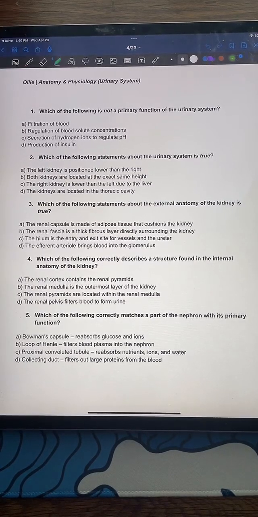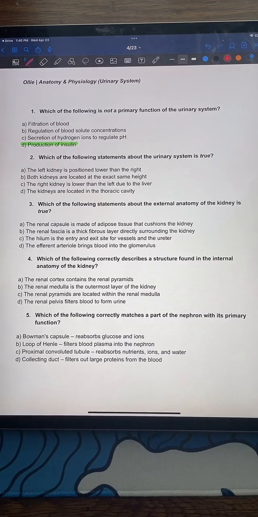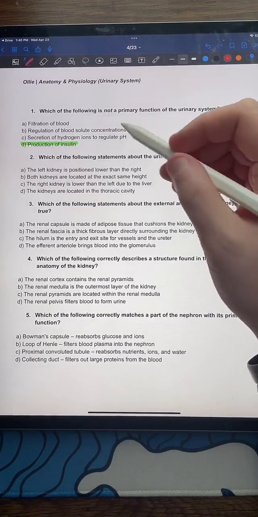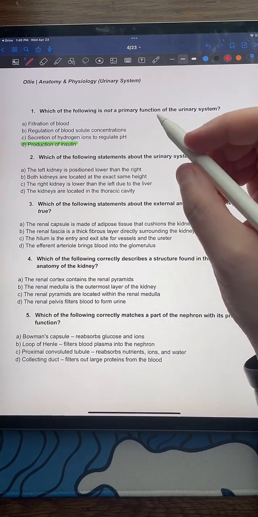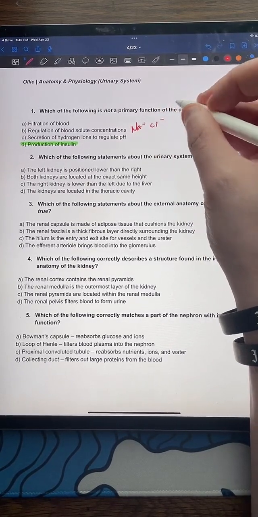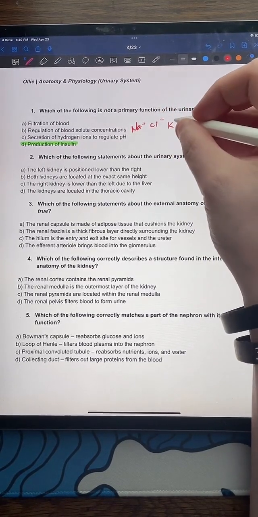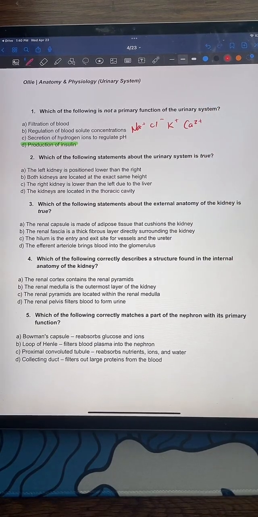The answer to number 1 is D. Production of insulin is not a function of the urinary system. Insulin is produced by the pancreas. Filtration of blood is one of the key functions. The urinary system also helps regulate blood solute concentrations like sodium, chloride, potassium, and calcium. And the secretion of hydrogen ions regulates pH. That is a key function, as this maintains our acid-base balance.